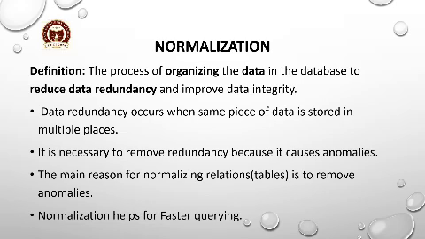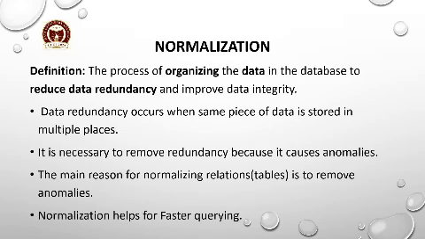normalization. Data redundancy is nothing but having the same piece of data stored in multiple places. And improving data integrity means ensuring the data is accurate and consistent. It is very important to remove data redundancy because it causes anomalies in the data. An anomaly in a database is an error that occurs due to data redundancy.